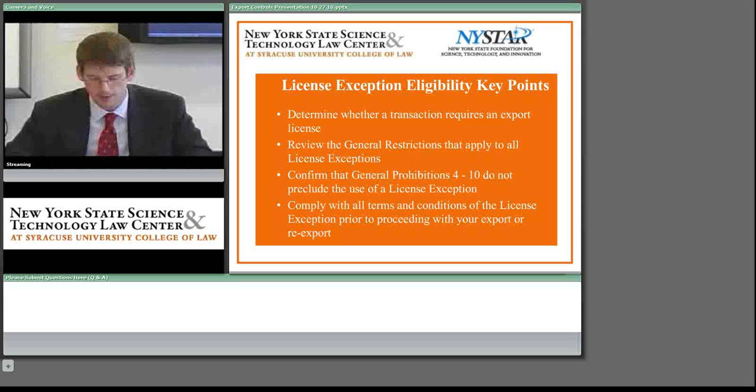Then, one should review the general restrictions that apply to all license exceptions to see whether any apply to your situation. Also, it is important to confirm that General Prohibitions 4 through 10 do not preclude the use of a license exception. Finally, be sure to comply with all terms and conditions of the license exception prior to proceeding with your export or re-export. If your transaction is eligible for more than one license exception, you should use the license exception with the least restrictive terms and conditions.